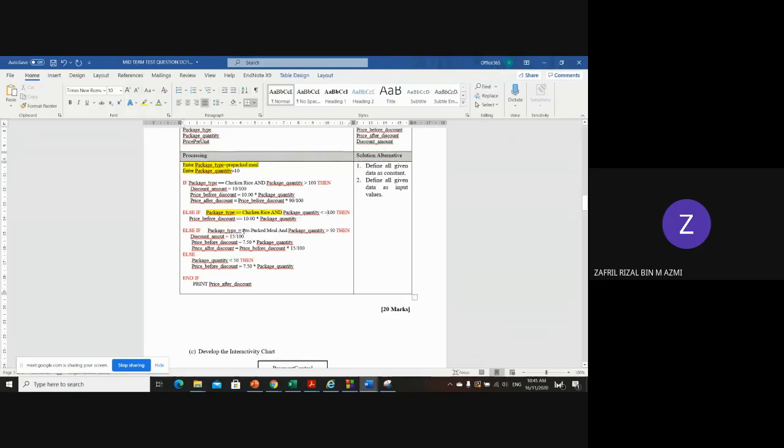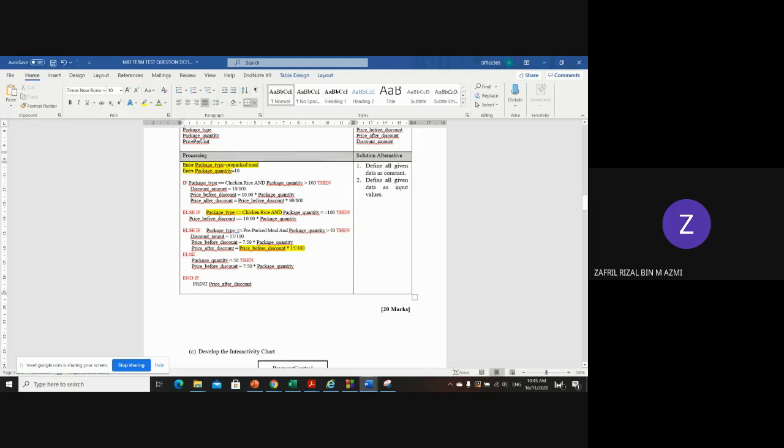So for the third one, package type equal to pre-packed meal and package quantity. Alright, this one I think is correct. This is you will get discount, right? Again, this one you need to do the correct calculation. So this is wrong. So this is just 15%, right? So you need to pay 65%, right? So this is wrong.